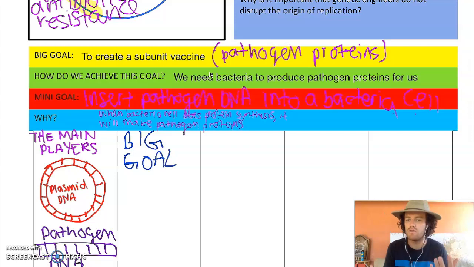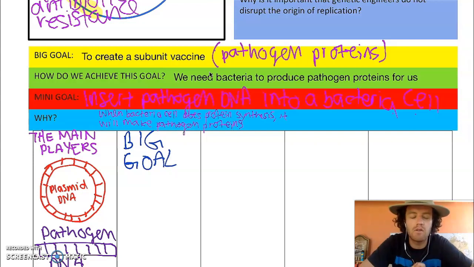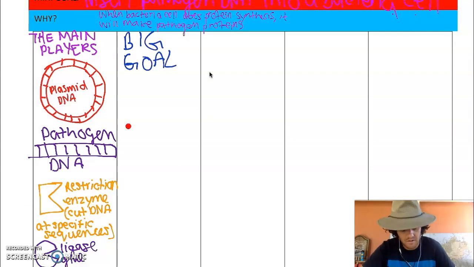Now the question is, how do you do that? How do you get a bacteria cell to take in pathogen DNA? And what we use is kind of like the Trojan horse technique. We have to be able to sneak the pathogen DNA that we're desiring into a bacteria cell, and we do this using a plasmid because we know bacteria cells absorb plasmids relatively easily. So what we're going to do is try to sneak pathogen DNA into a bacteria cell by hiding it, by embedding it into plasmid DNA.